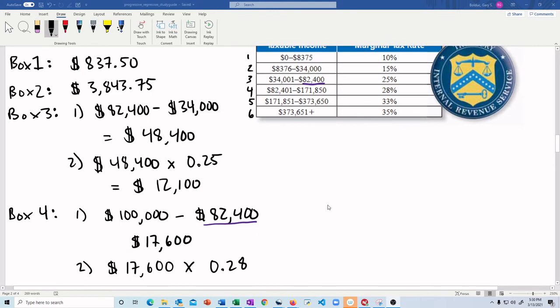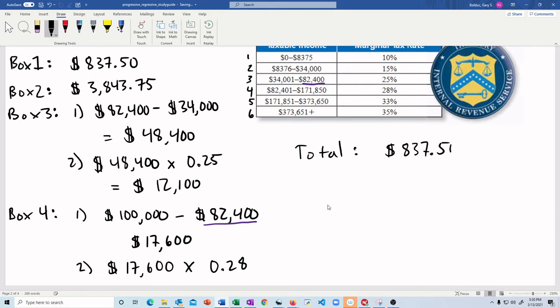Okay, so what do we do? I just do my total. Remember, my total is start with box 1. Okay, add box 2. Add box 3, because I hit box 3. I made enough to get into that box. And then finally, I got into box 4. I didn't fill it up, but I got in there.